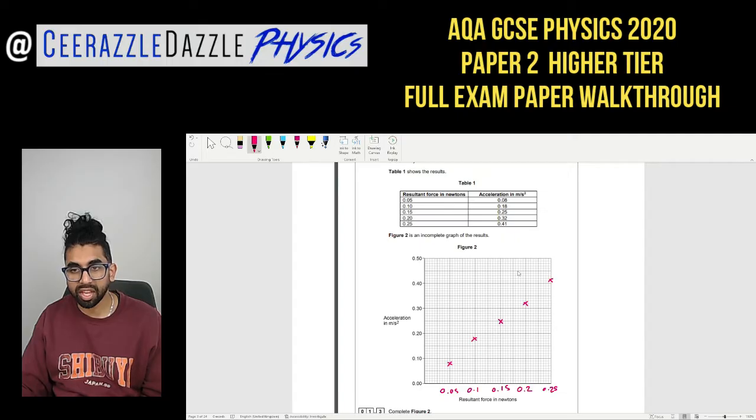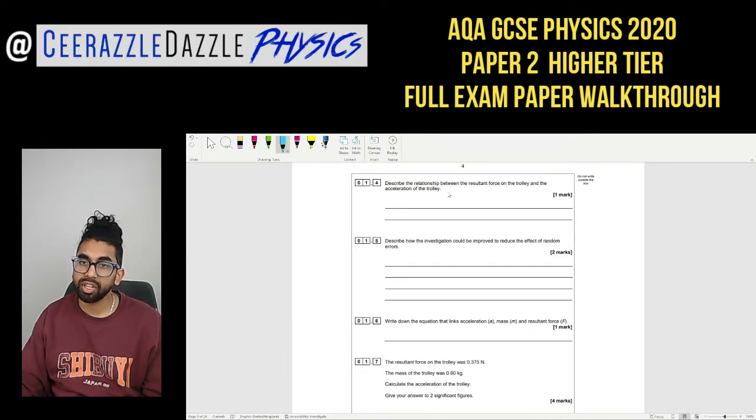As you can see, guys, I've plotted the points correctly. You get 1 mark for choosing a suitable scale, another mark for plotting the points correctly, and then don't forget we need to have a line of best fit here. Take a ruler if you're able to, and draw a line of best fit on our results.